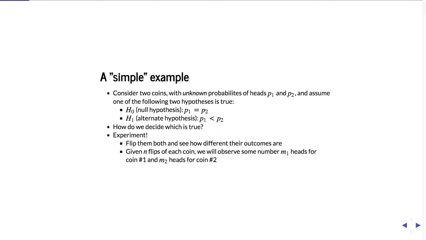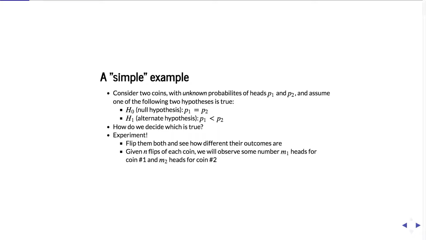So the simple example is, let's consider two coins. I give you two coins. They have unknown probabilities of heads, P1 and P2. They could be biased, they could be normal, you don't know. But what I tell you is one of two things is true. Either they're identical, so if they're biased, they have the same bias, or they're both fair. Or one has a different bias than the other. So how do we decide which hypothesis is true? Are these two coins the same or are they different? Well, we're going to experiment. We're going to flip them both and see how different their outcomes are. I allow you n flips of each coin, 10, 100, whatever.